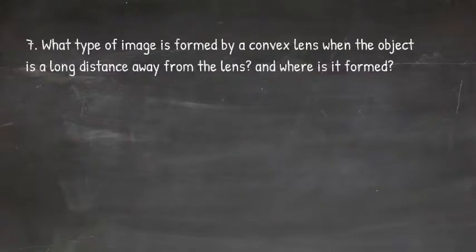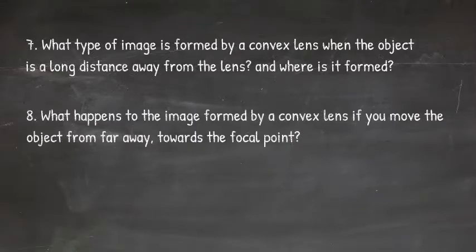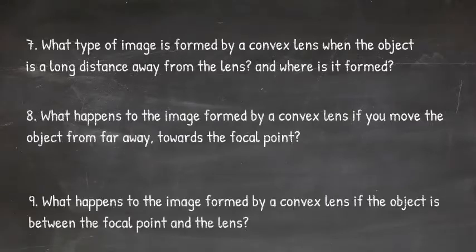What type of image is formed by a convex lens when the object is a long distance away from the lens and where is it formed? What happens to the image formed by a convex lens if you move the object from far away towards the focal point? What happens to the image formed by a convex lens if the object is between the focal point and the lens?